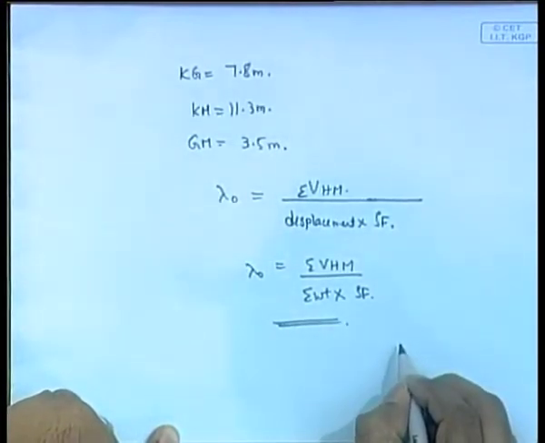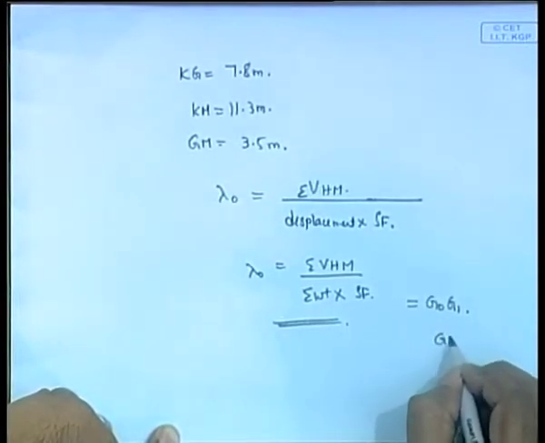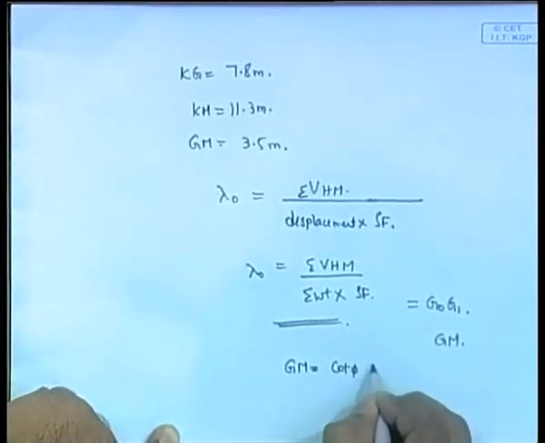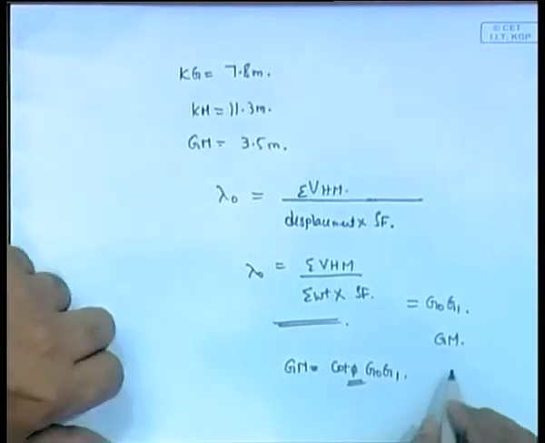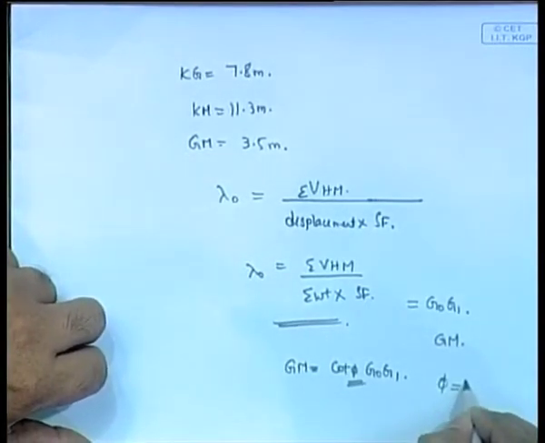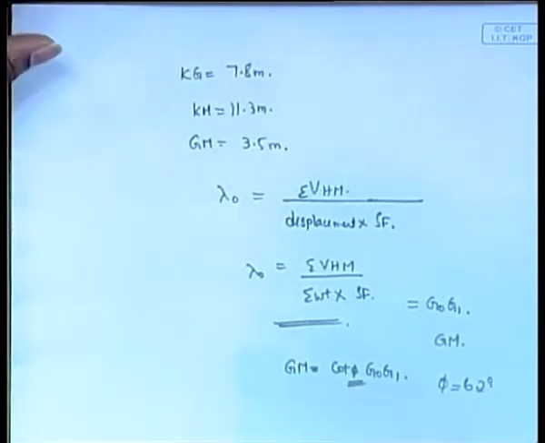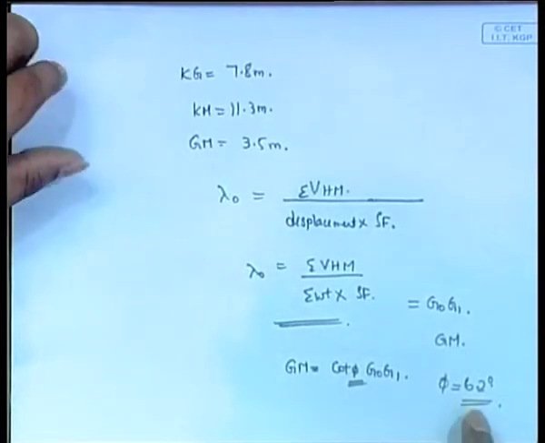Now, this is equal to G0 G1. Note that you already have Gm. Therefore, Gm is equal to cot phi into G0 G1. Use that formula and find phi. In this case you will get phi to be 6.2 degrees. It should be less than 12 degrees, so that is also satisfied. 6.2 degrees satisfies that it should be less than 12 degrees. That is the second criterion. So, two criteria are satisfied.